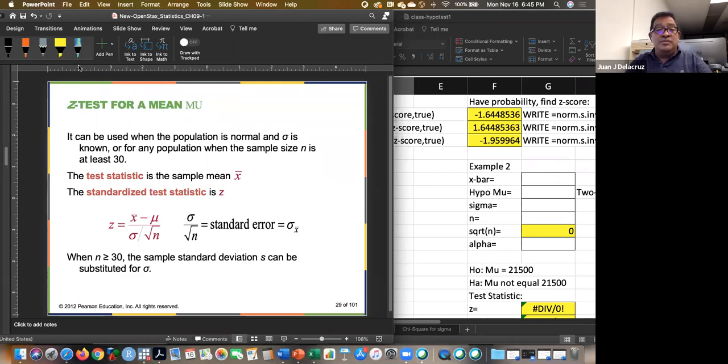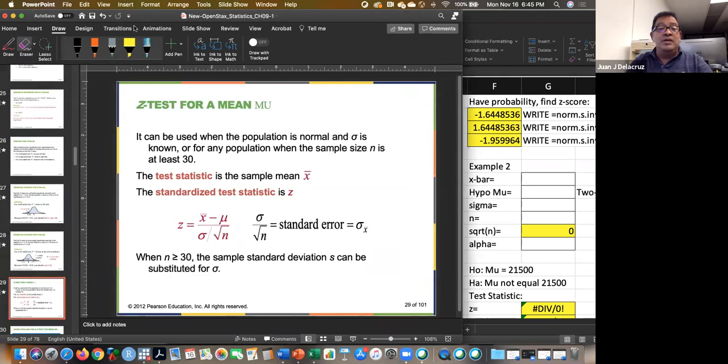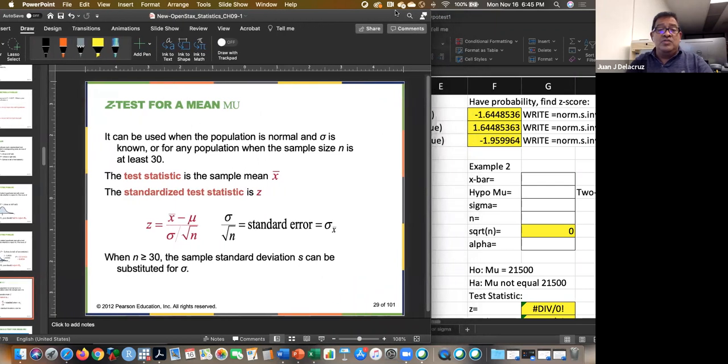So we are going to use the C-test for the mean mu. It can be used when the population is normal and sigma is known, or for any population when the sample size is at least 30. Remember, 30 allows me to use the law of large numbers, and I can assume a normal distribution. We are going to use a test statistic that is, in this case, the sample mean. We are going to standardize those values, producing a standardized value using the C statistic, the C score.